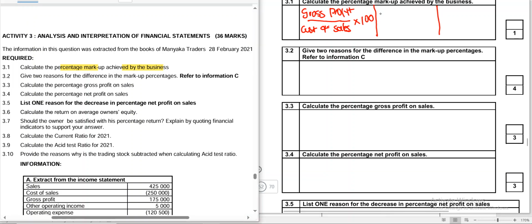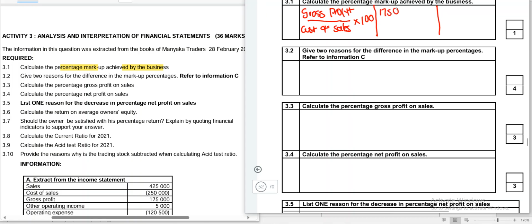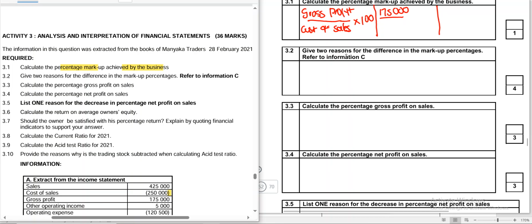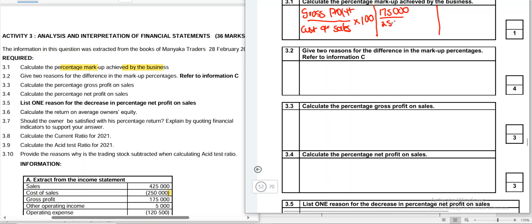So this is where our gross profit is 175,000. So it means that we will say 175,000 over our cost of sales. Cost of sales, according to the information, is 250,000. So we'd say divide by 250,000, and then we multiply by 100. Okay, then from there we just need to swap this on a calculator.